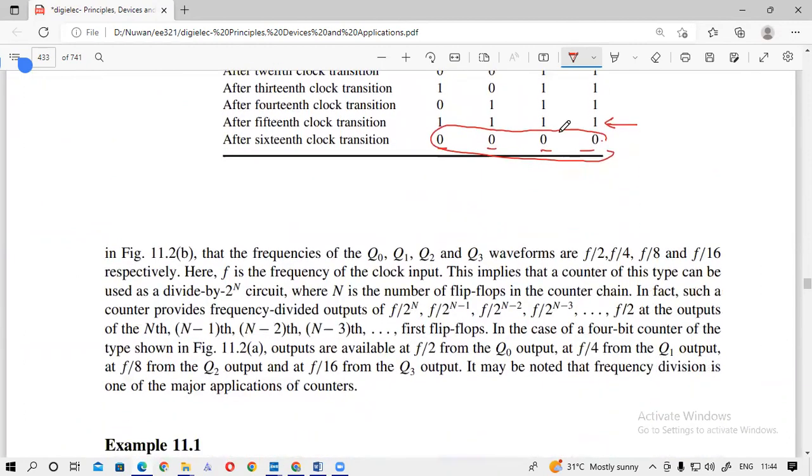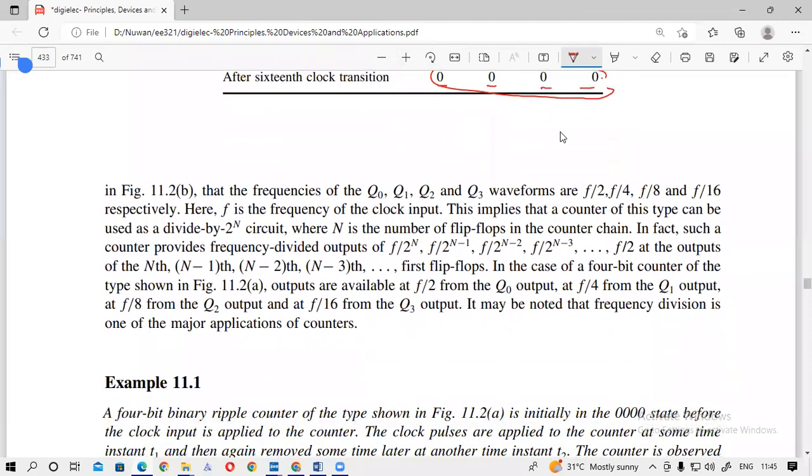Please tell me if you have any problem. You can see that the frequency will be divided by 2 to the power of some value. The first output has f divided by 2 to the power 1, the second has f divided by 2 to the power 2, that means 4, the third has f divided by 2 to the power 3, that is 8. So the frequency will be halved each time. That is the idea of the counter.